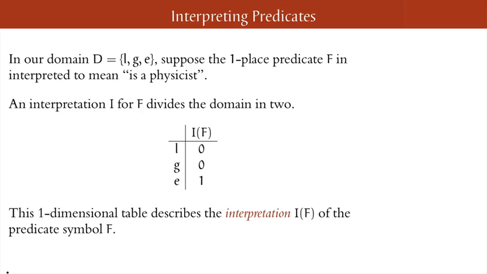Equivalently, for a one-place predicate, we can use a one-dimensional table with a column of 0, 1 truth values, with the length of the column equal to the size of the domain. So for a size 3 domain, as we have here, we need a length 3 column of truth values to represent I of F.